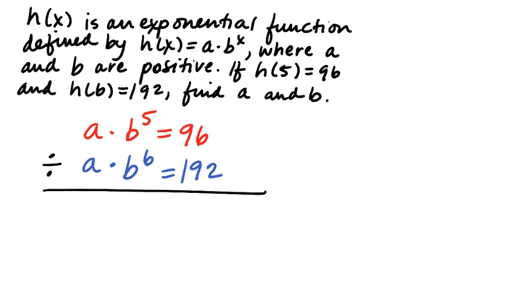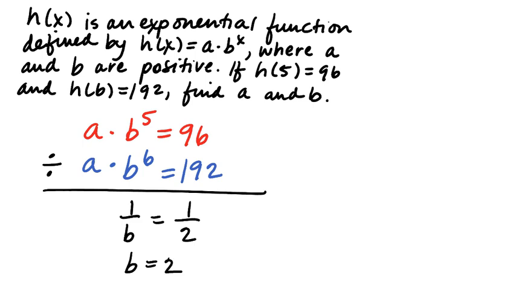Okay, a divided by a is 1. b to the 5 divided by b to the 6 is 1 over b. And 96 divided by 192 is 1/2. You could check it out using a calculator if you wanted. So if 1 over b equals 1 over 2, that means b needs to equal 2.